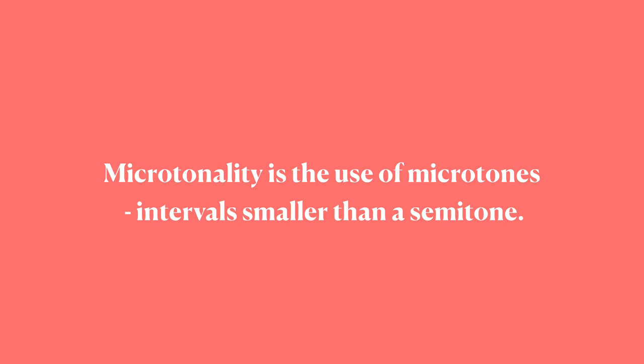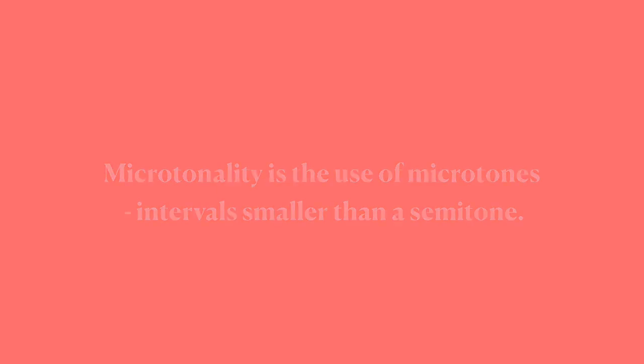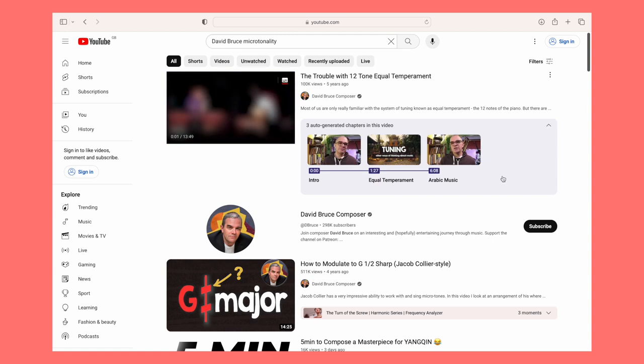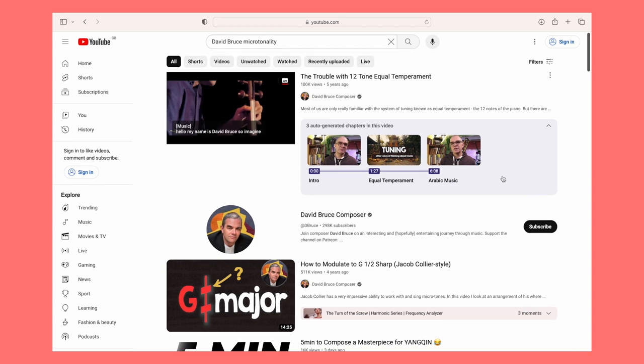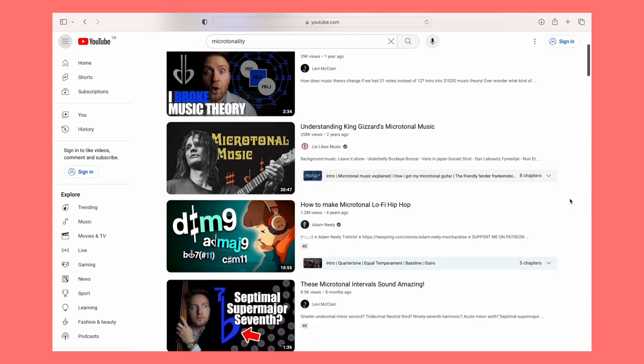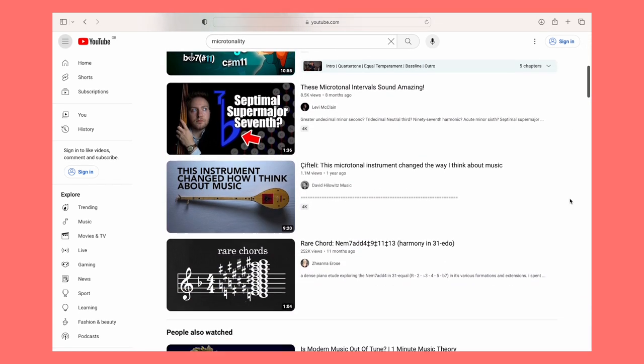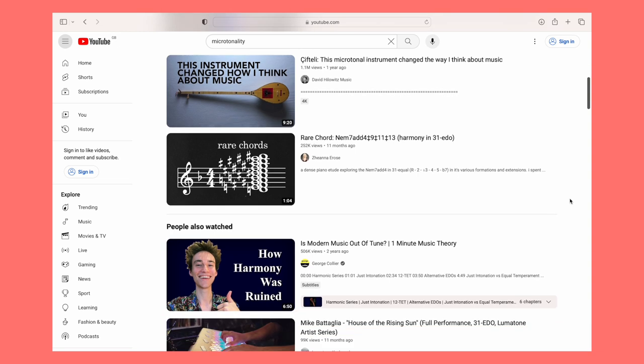Microtonality is the use of microtones, intervals smaller than a semitone. Microtonal tunings have been used for centuries, primarily in non-Western cultures, and while I don't pretend to be an expert on microtonality, I'm fascinated by exploring beyond the seemingly narrow constraints of the 12-note scale.